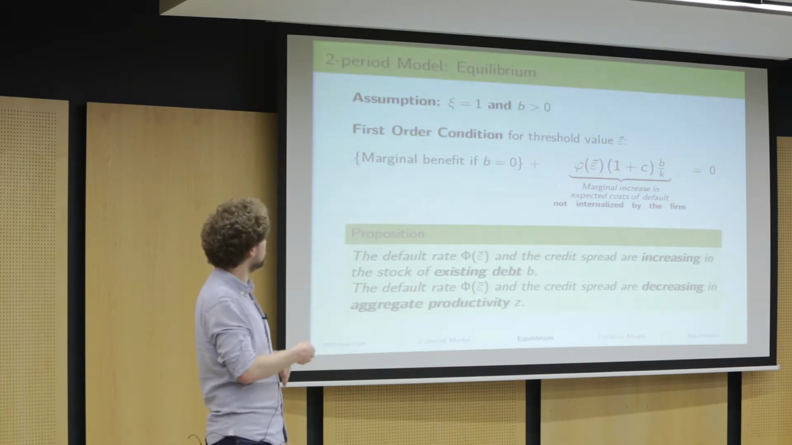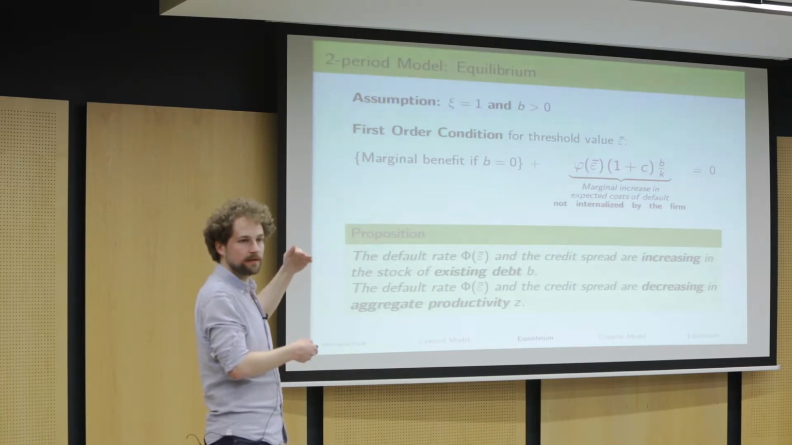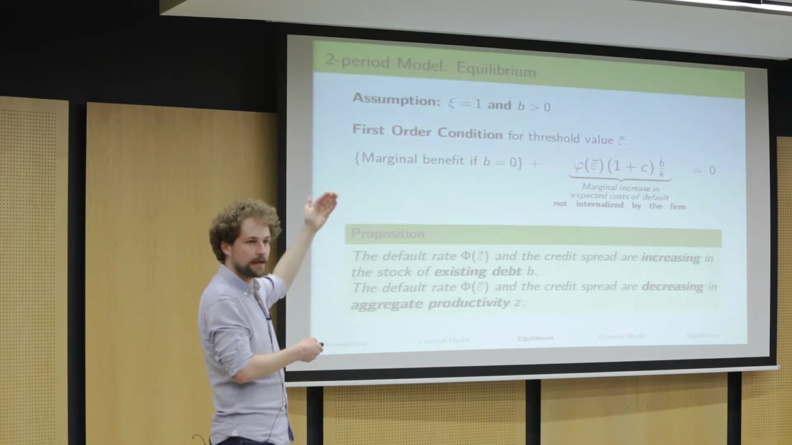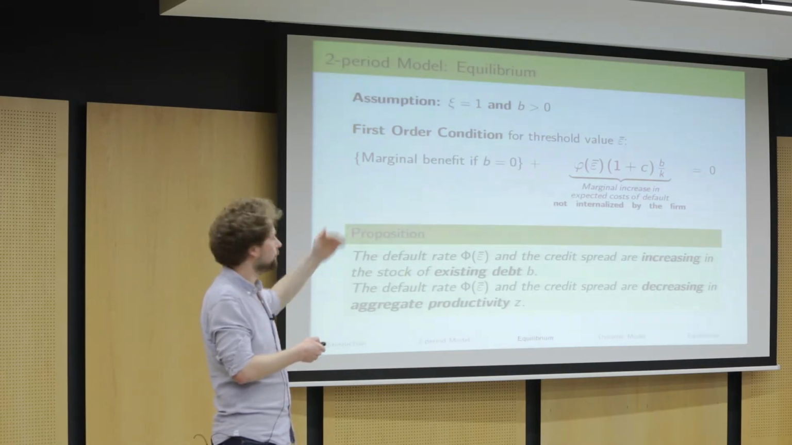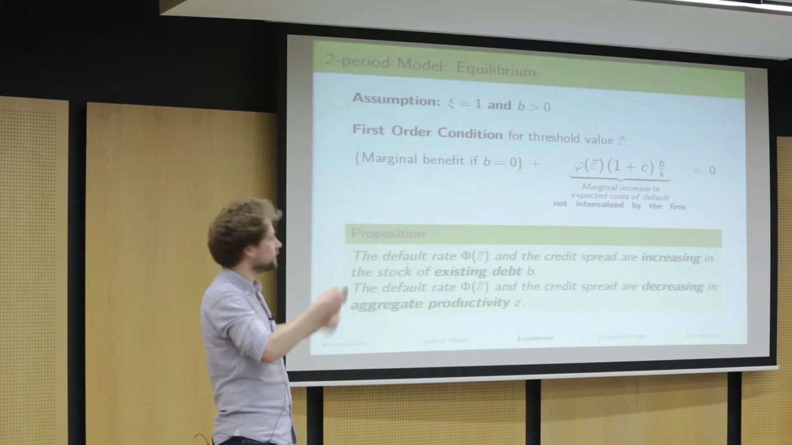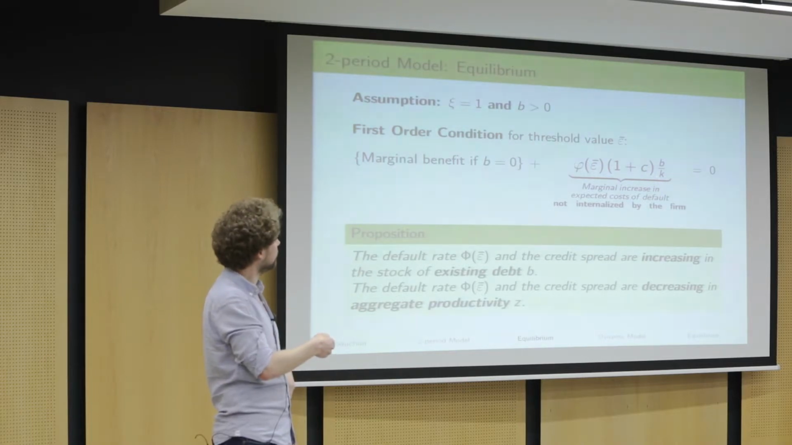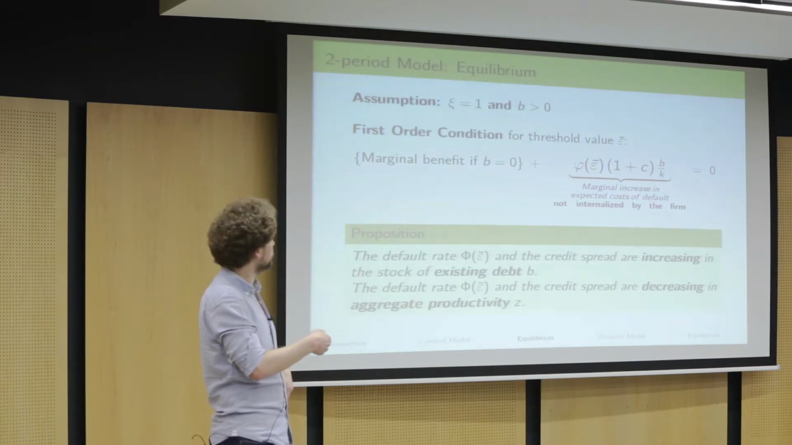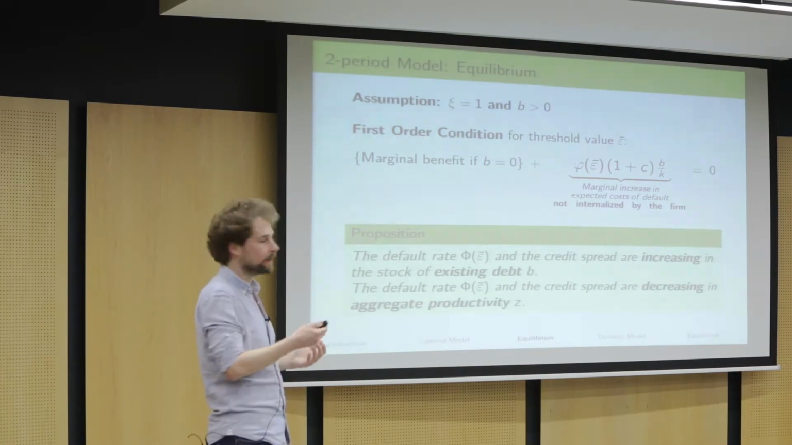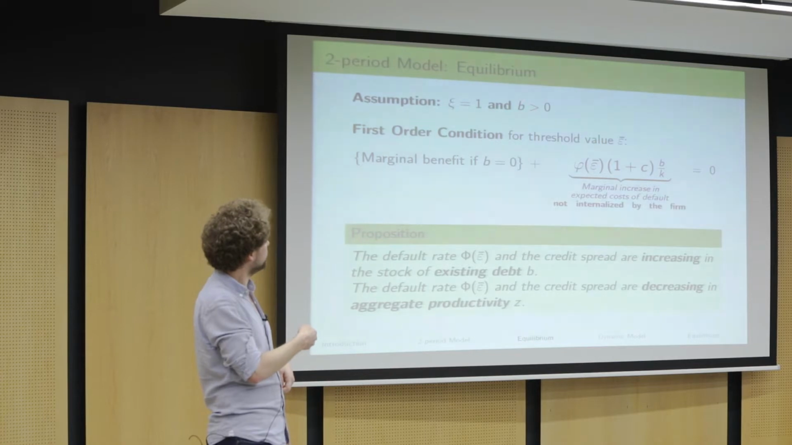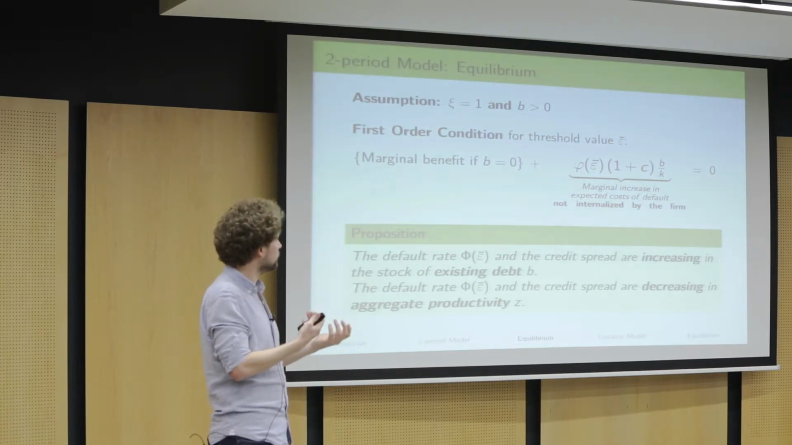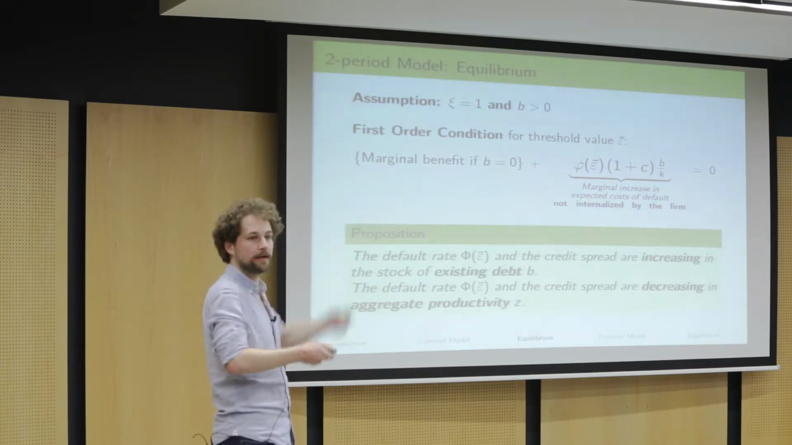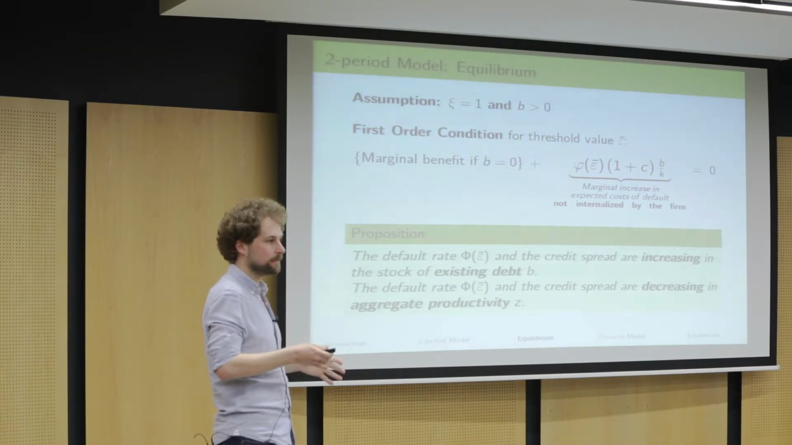And now what happens if Z moves in this model? Then this shows up in the first order condition for K. So for high Z, it's good times, firms invest a lot, then K is high. In this case, this term I add is relatively low, so the default rate is relatively low. And that's how, with existing debt in place, the default rate becomes counter-cyclical. So the default rate is high in bad times, and it's low in good times.